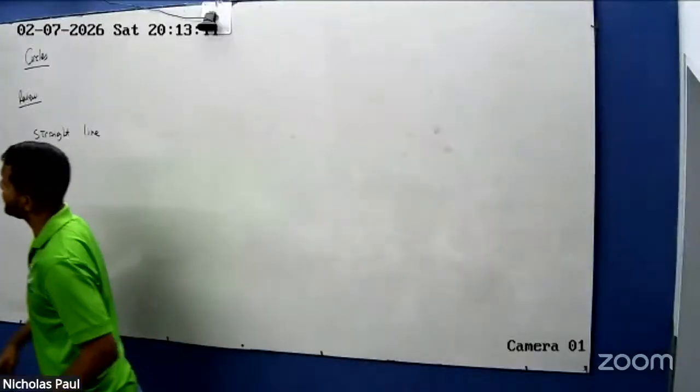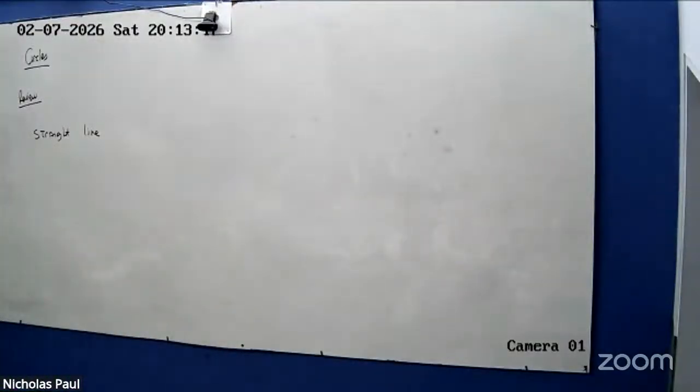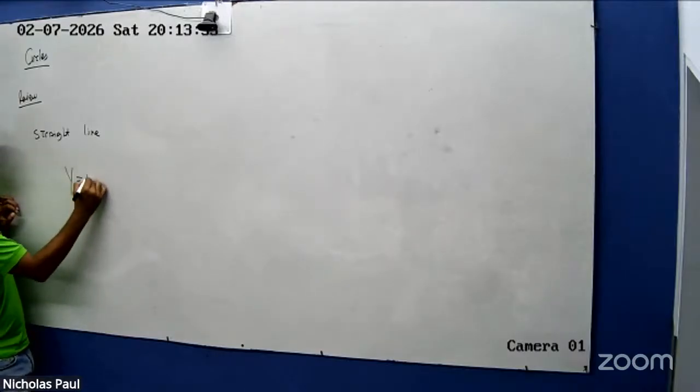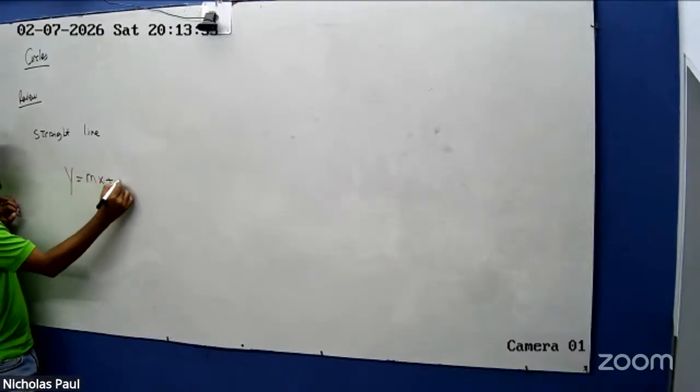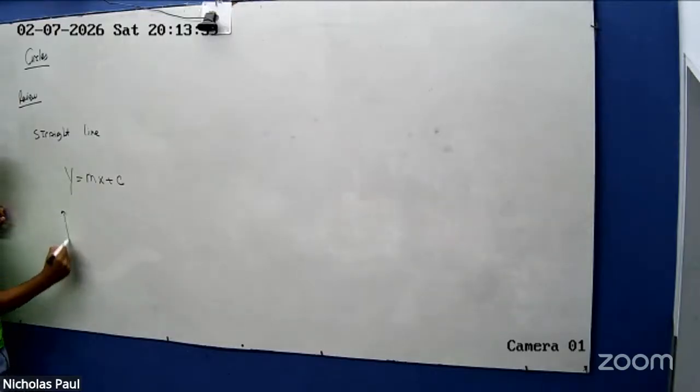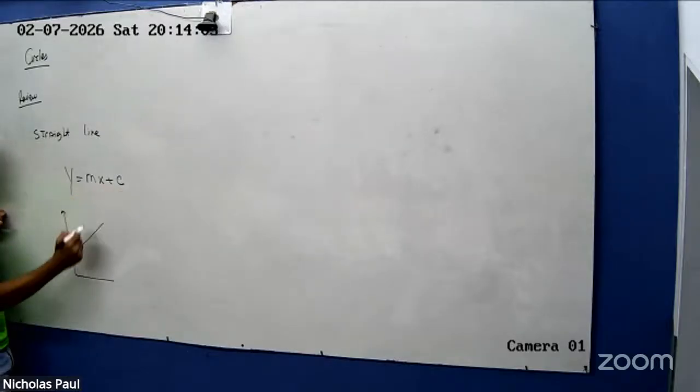The straight line. I want to review a little bit about the straight line before we go into circles. Remember that every straight line is of the form y = mx + c. A straight line is something like this, and it has two main features: a gradient and a y-intercept.